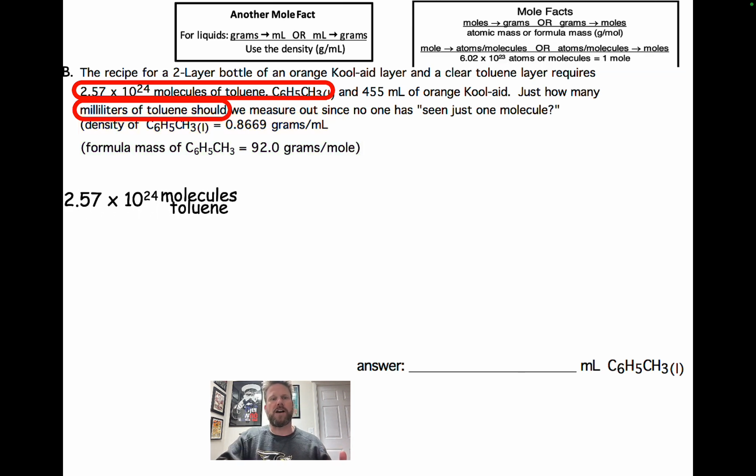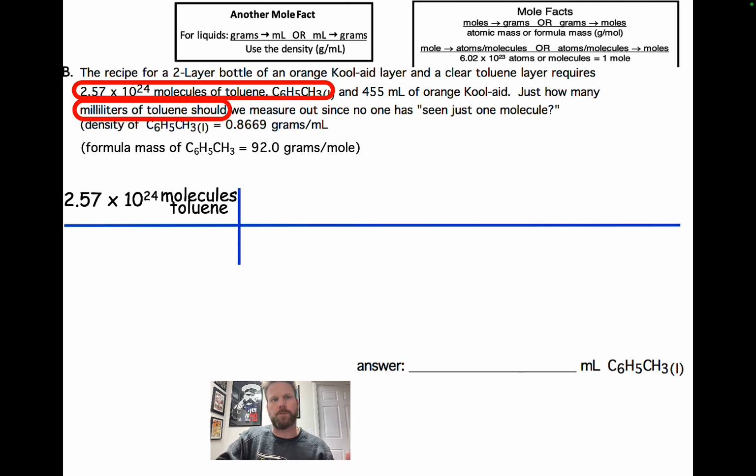So we have a three-step conversion here to convert from molecules of toluene to milliliters of toluene. Start with 2.57 times 10 to the 24th molecules of toluene in the train track. Then make a really long track to prepare for this three-step conversion. Now convert molecules to moles. There are 6.02 times 10 to the 23rd molecules of toluene in a mole of toluene.